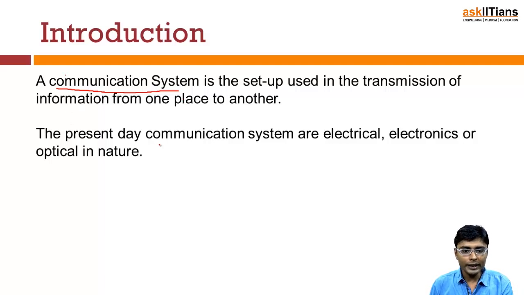The present day communication systems can be electrical systems, electronic systems, or even optical systems. You might have heard that optical cables are being laid to transmit data from one place to another. That is a part of a communication channel. So the signals may be of any form: electrical, electronic, or optical in nature.